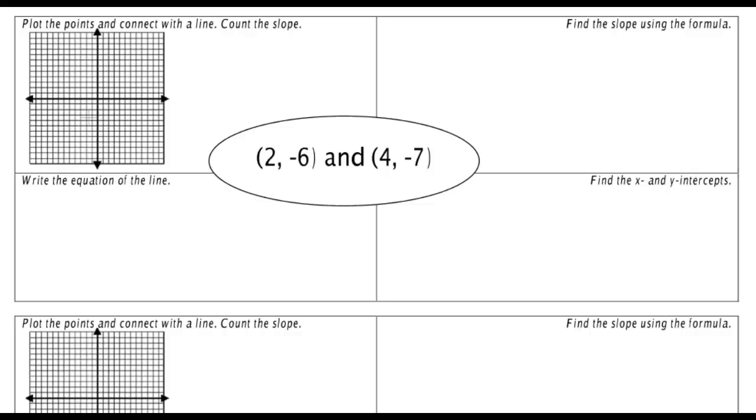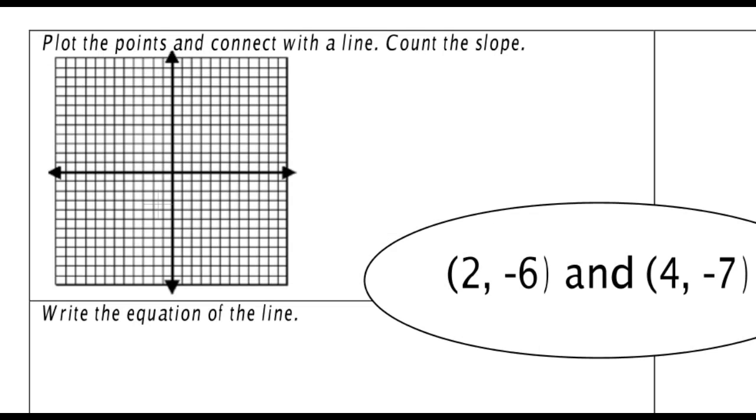Here, the first thing we want to do is start by following directions. Plot the points and connect with the line. So (2, -6). Be very careful. Count the squares exactly. They're kind of small.